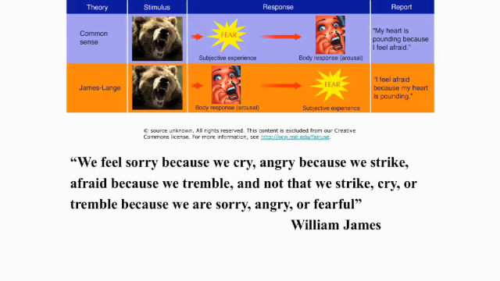We feel sorry because we cry, angry because we strike, afraid because we tremble, and not that we strike, cry, or tremble because we are sorry, angry, or fearful. You see, it's exact opposite. First comes an emotion that's shaking your body in some way, and then comes your mind saying, aha, I'm afraid, pretty fast, or I'm happy, or whatever.